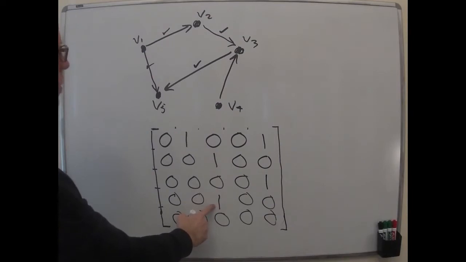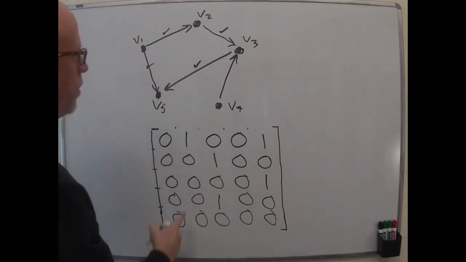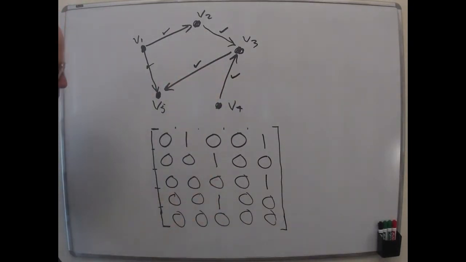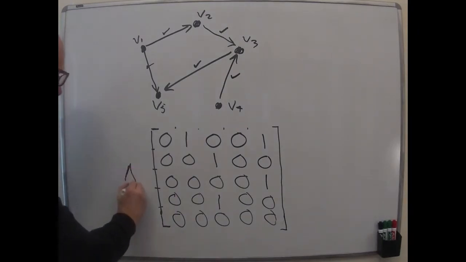which goes from row 4 to column 3. It's going from 4 to 3. Cool. We dealt with all the edges properly. So that is the adjacency matrix of our graph.